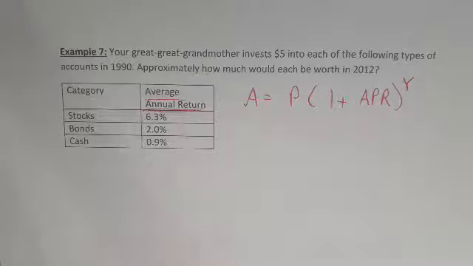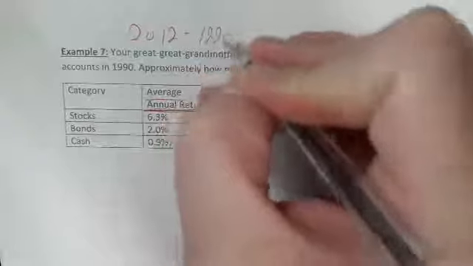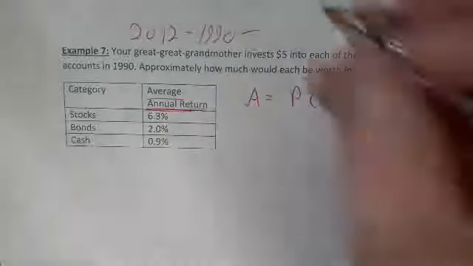So I'm going to have three different accounts I have to figure out. But what I don't know right off the top of my head, just looking at this problem, is Y, or the number of years. So how do I figure out the number of years? I'm going from 1990 to 2012. I have to subtract those two. That should give me 112 years.